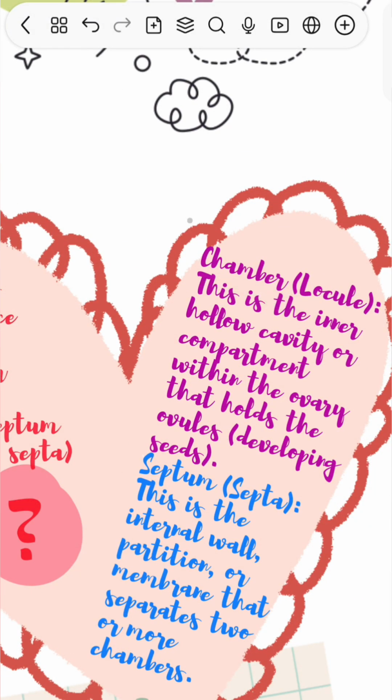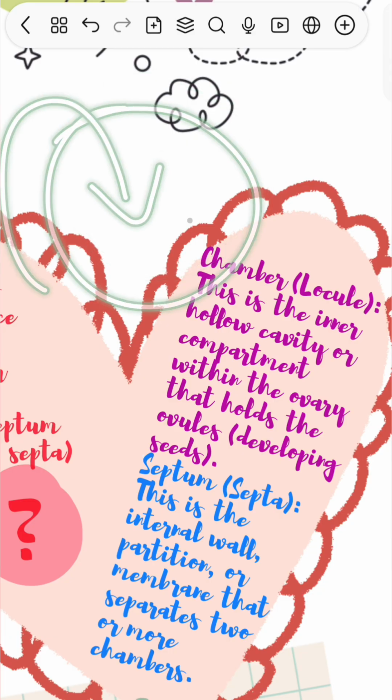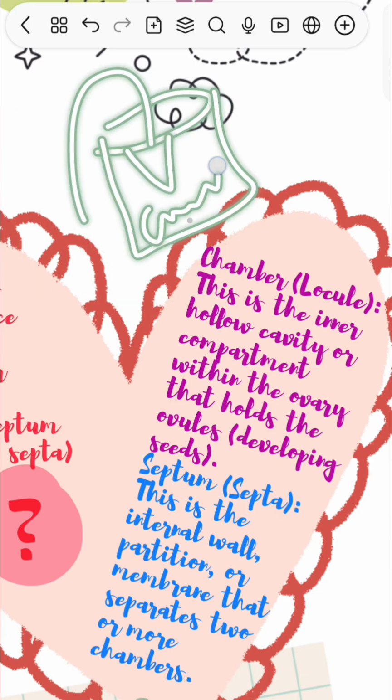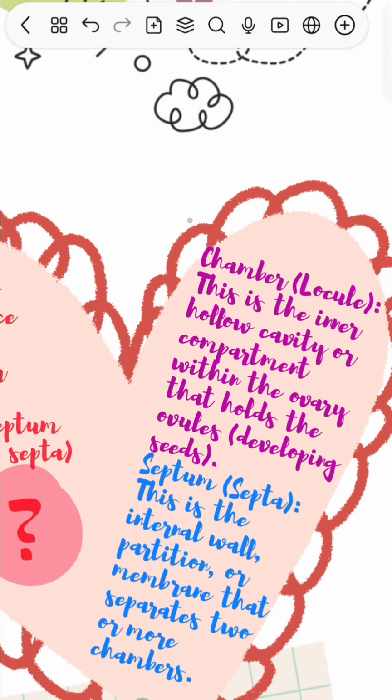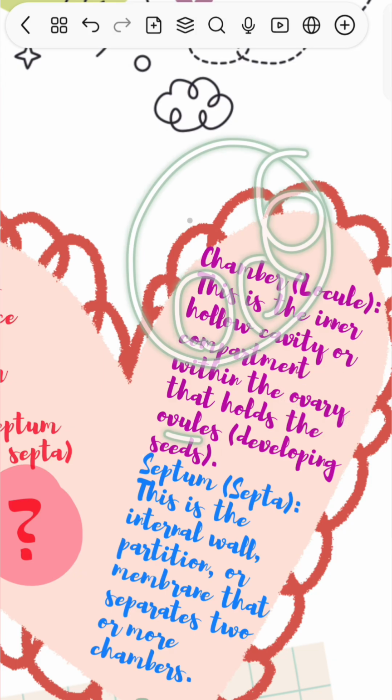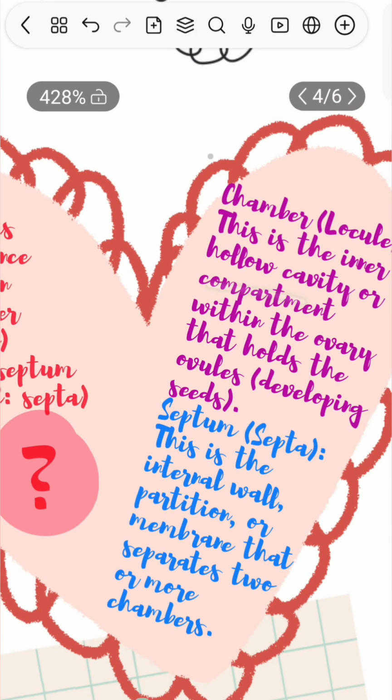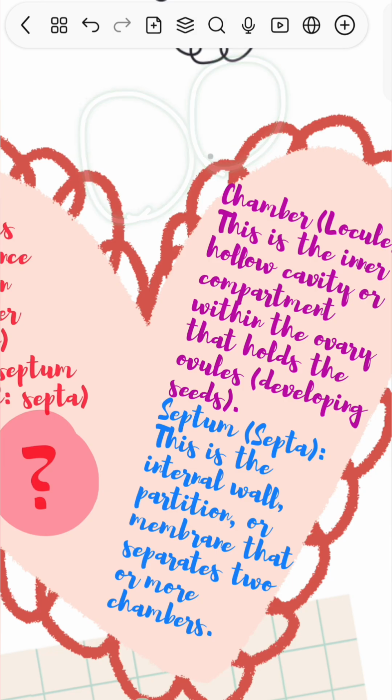See, chamber or locule is the inner cavity. In the ovary, the cavity means empty space, like a glass or a tumbler you can pour fluid into, a 3D object. This is the cavity, empty space, a compartment within the ovary that can hold the ovules. So in the compartments inside, the developing seeds, the ovules, are present. That is the chamber.